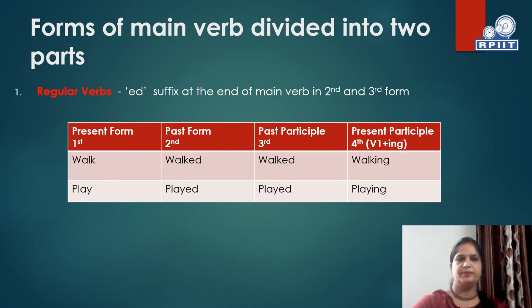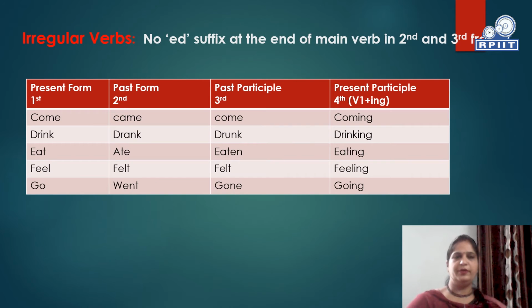Now we will talk about irregular verbs. No ed suffix at the end of main verb in second and third form. It changes in another way. Examples we will take: come, the second form will be came, the third form will be come. Drink, the second form will be drank, the third form will be drunk. Eat, ate, eaten; feel, felt, felt; go, went, gone. These are all irregular verbs.